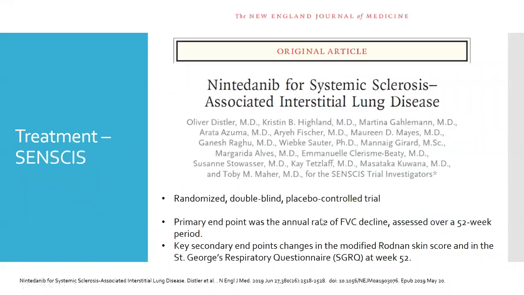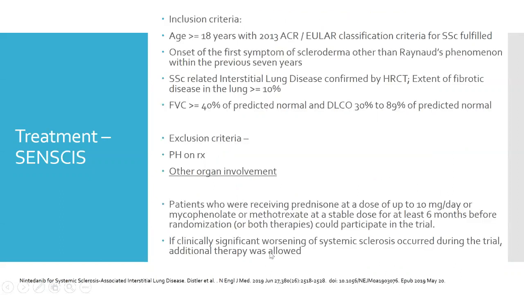This was followed by, in 2019 in the New England Journal, when we now started looking at antifibrotics, and primarily we first looked at nintedanib. This was a randomized double-blind placebo-controlled trial again. The primary endpoint here was the annual decline in FVC, and the secondary endpoints were, again, the skin scores, which is the modified Rodnan skin score, and they looked at the St. George's Respiratory Questionnaire. Again, inclusion-exclusion criteria were actually pretty similar to the INPULSIS trial, which was done for IPF.